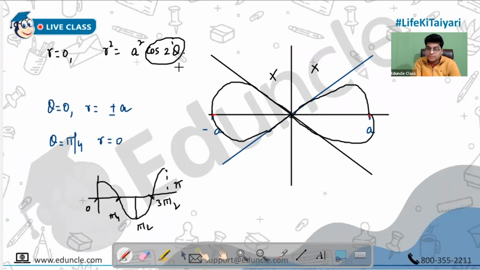This is r square is equal to a square cos 2 theta, and this is symmetrical. Yes or no? Basically you can take the limit of theta as minus pi by 4 to plus pi by 4. Okay, and r is lower to upper, r is equal to minus a cos 2 theta. So what you can do there? See, r is equal to plus minus a under root cos 2 theta. So theta is equal to minus pi by 4 to plus pi by 4.